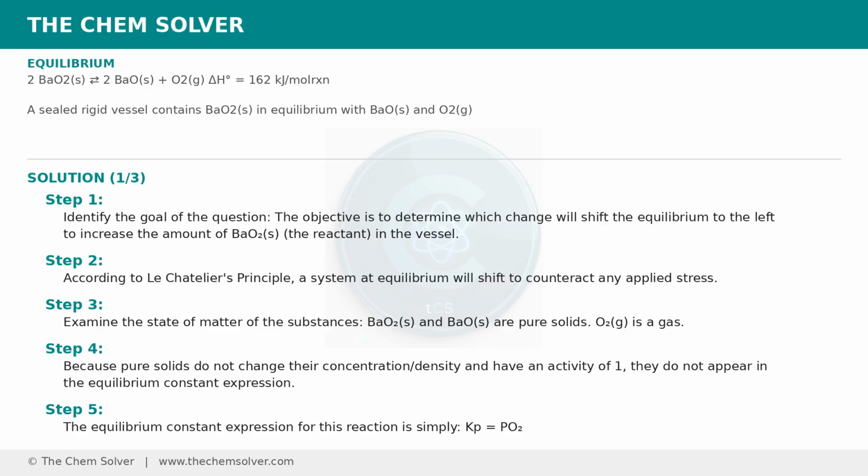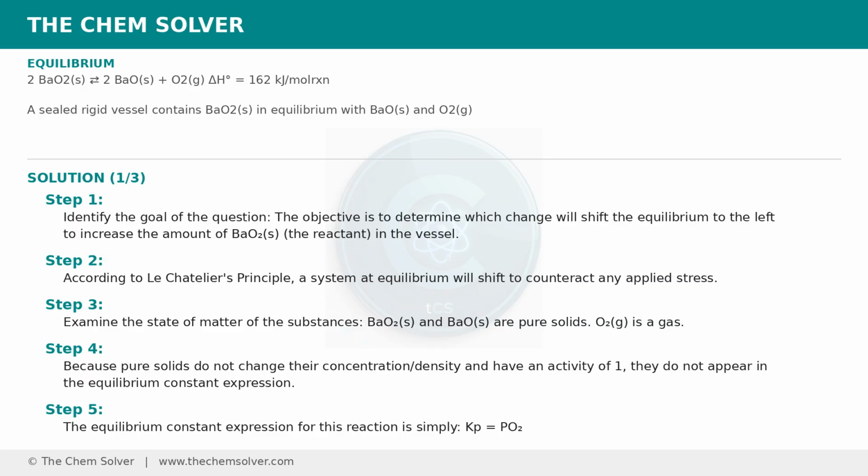Identify the goal of the question. The objective is to determine which change will shift the equilibrium to the left to increase the amount of BaO2, the reactant, in the vessel. According to Le Chatelier's principle, a system at equilibrium will shift to counteract any applied stress.